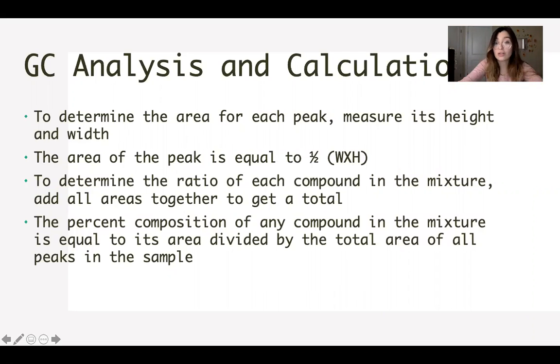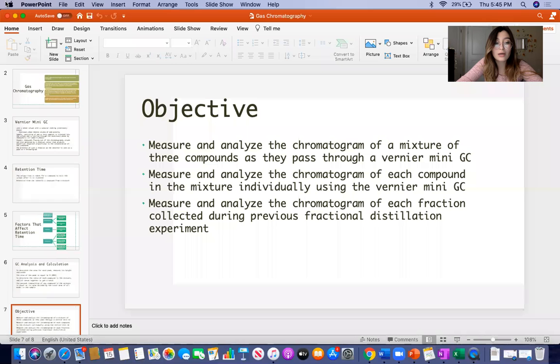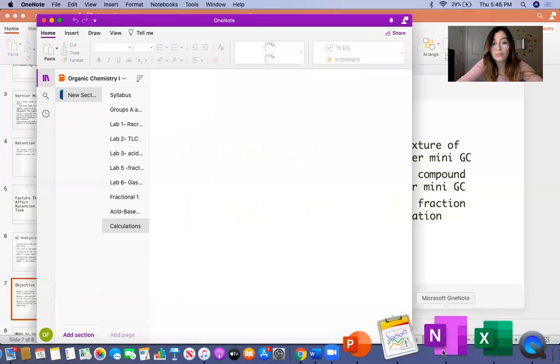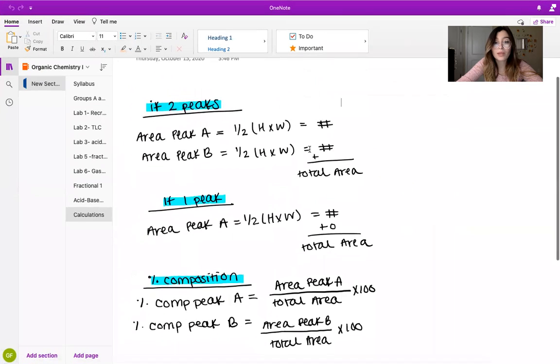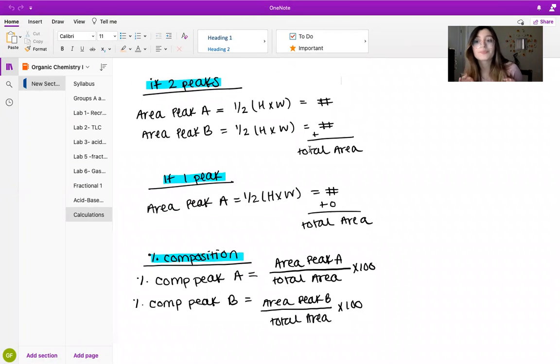Now, that is a lot of words, and I know you guys are probably like, what? So, let me get out of here. Okay, so pretend you have your spectra. You have a peak right here, you have another peak right here, peak A and peak B. It doesn't matter which one's shorter, which one's taller.